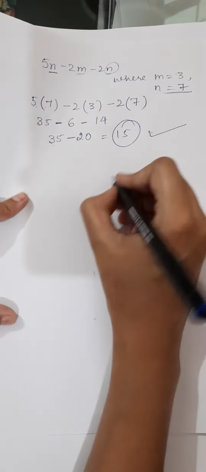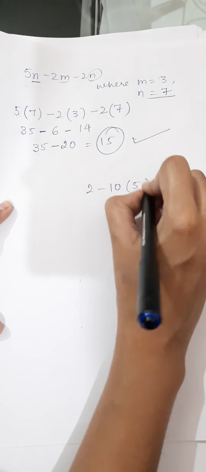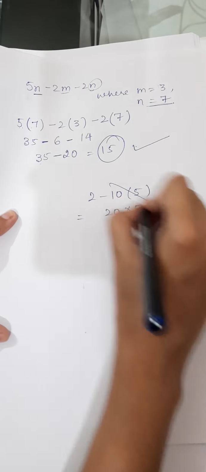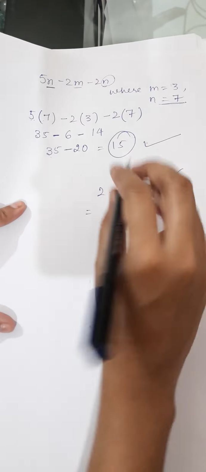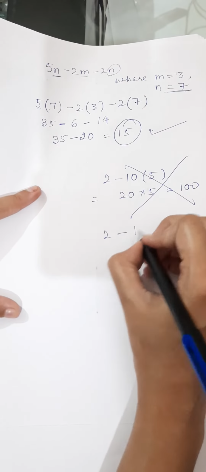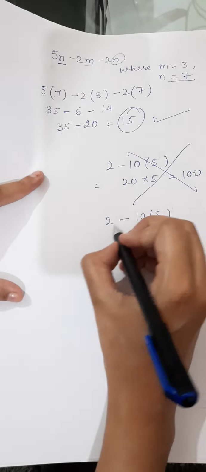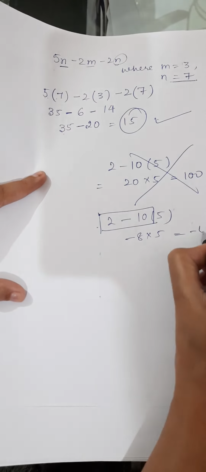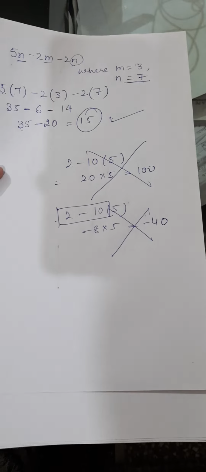Some students do 2 minus 10 into 5. What are they going to do? 20 into 5, and that is going to give you 100. This is completely wrong. Or what they do is, 2 minus 10 into 5 is given to you, they are going to subtract it. Minus 8 into 5, that is equal to minus 40. That is also completely wrong.